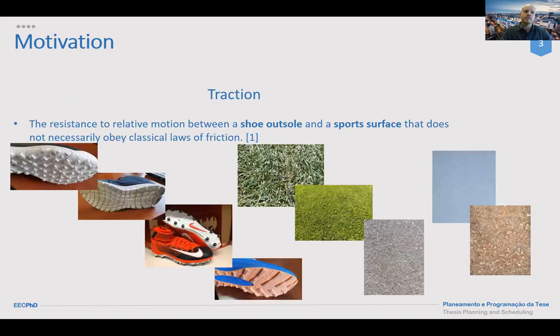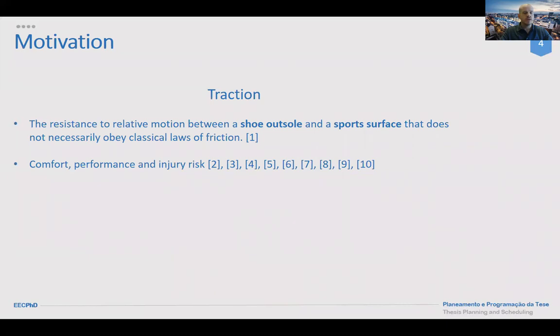And it's about traction, which means to measure the resistance between the shoe outsole and the sport surfaces. So you can see on the left side 4 different examples of shoe outsoles, and on the right side 5 examples of different sport surfaces, from artificial turf to asphalt to gravel to tartan and natural grass. Traction is very important because traction has an influence on the comfort as well as on the performance and the risk of injuries.